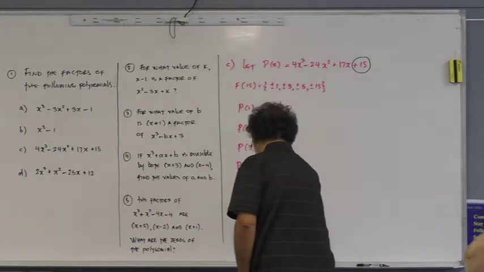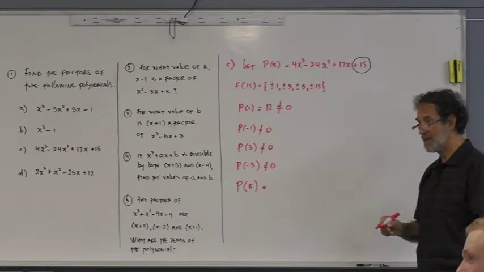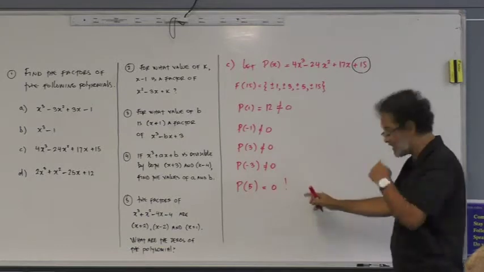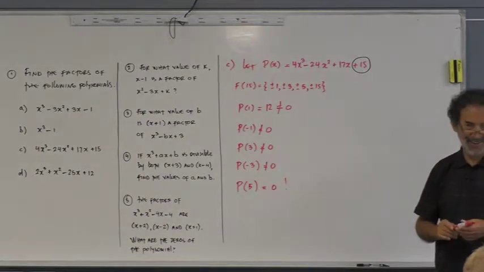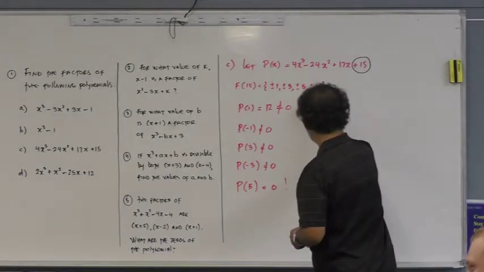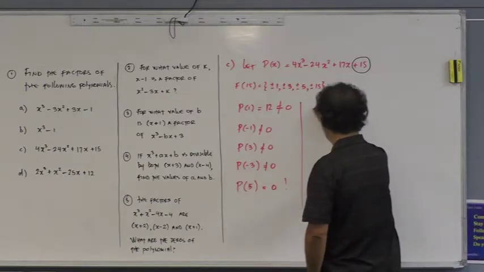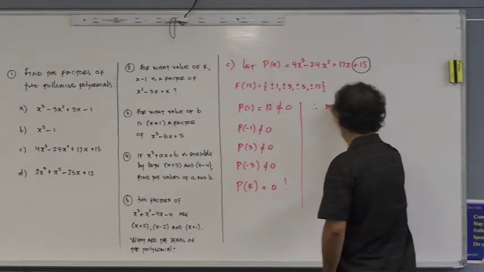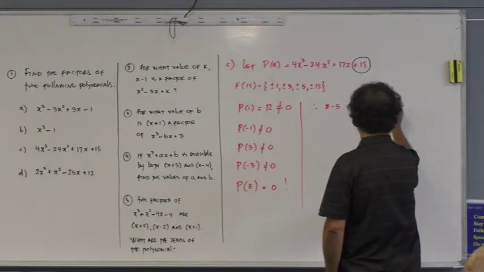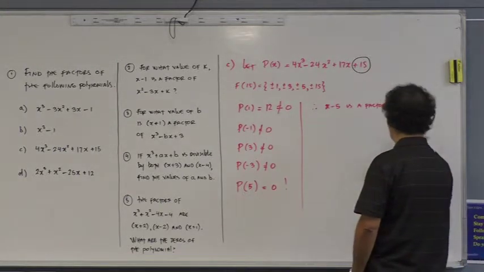Okay, so try 5 now. Is that 0? Excellent. Exclamation mark. Remember that exclamation mark means what? You're excited. We're excited about it. We're happy about it. So that is great. And then we say therefore, x minus 5 is a factor of p of x. And then we know what to do.